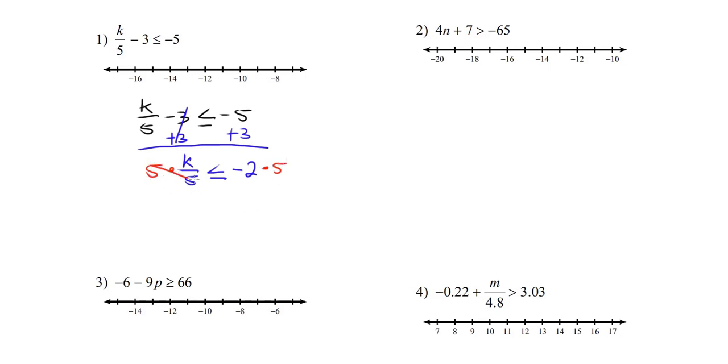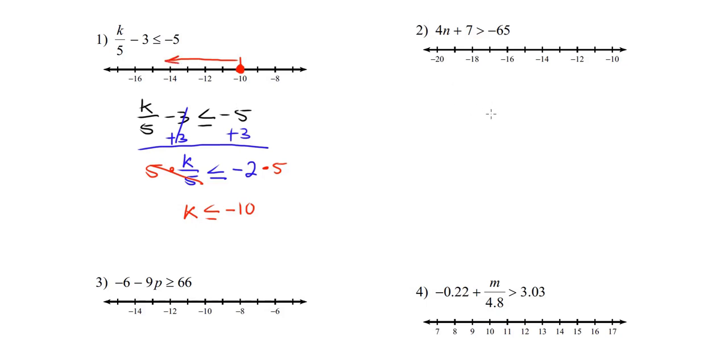So on the left, the 5's cancel out, leaving us with k. This does not change, so it's going to be less than or equal to, and negative 2 times positive 5 is negative 10. Now on the graph, since it's or equal to, we're going to put a filled or solid circle on negative 10, and less than is left, so our arrow points to the left.